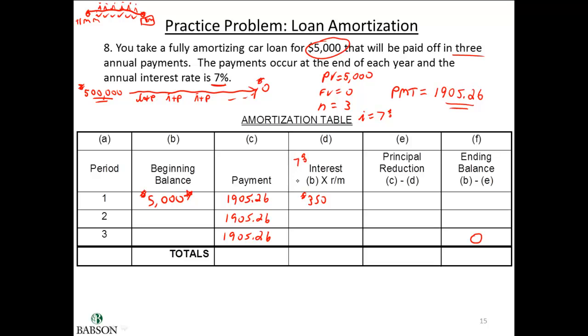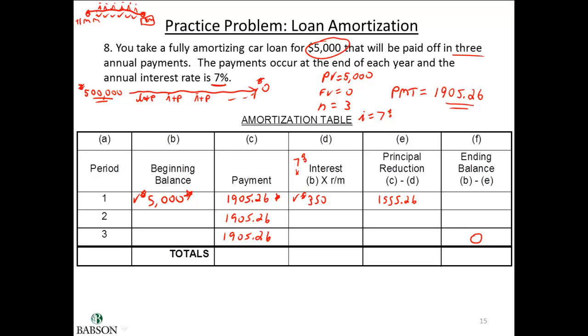Again, that's 7% times our beginning balance of $5,000. That's the rent on the money. Hey, you owe $5,000. The bank's charging 7% of that $5,000. That's $350. But remember, you're making a payment of 1905.26. So of that 1905.26, 350 will cover the interest. So how much of the principal is reduced? It's going to be the remainder. So 1905.26 minus the $350 of interest means that you're paying the loan down that first year by 1555.26.